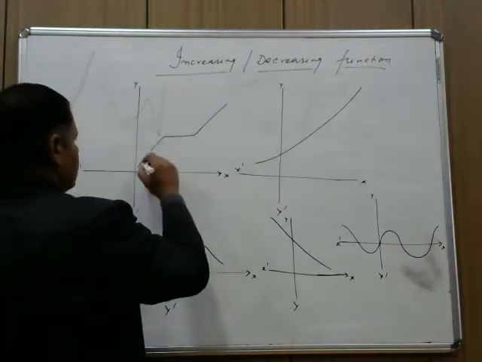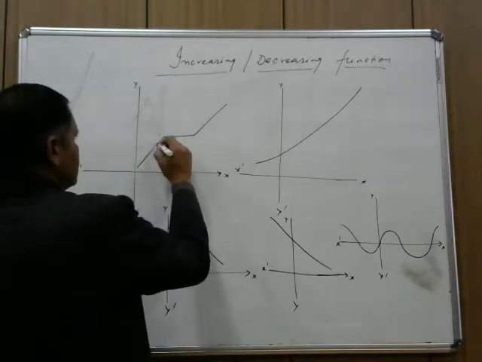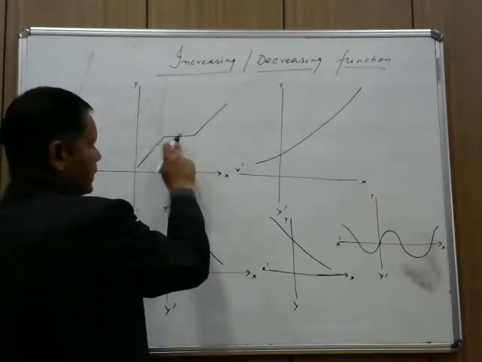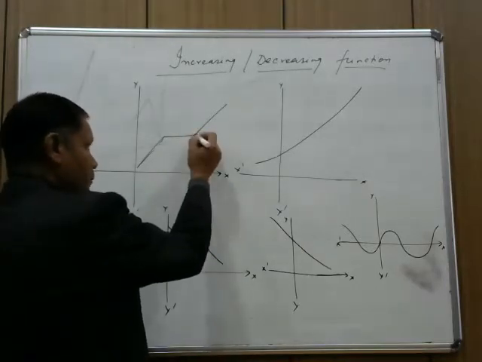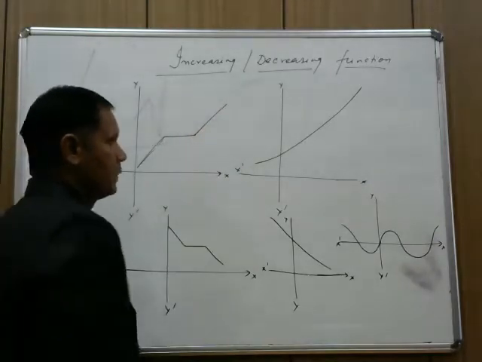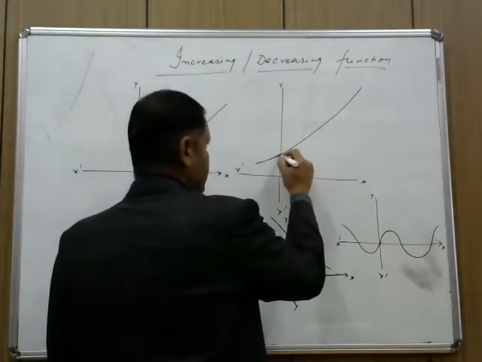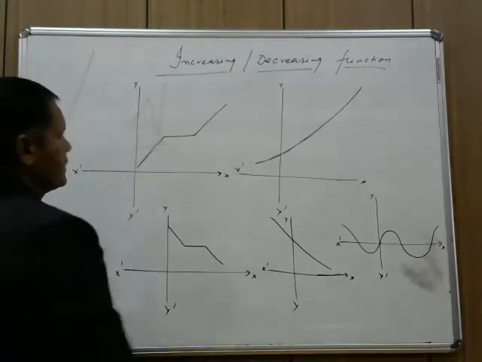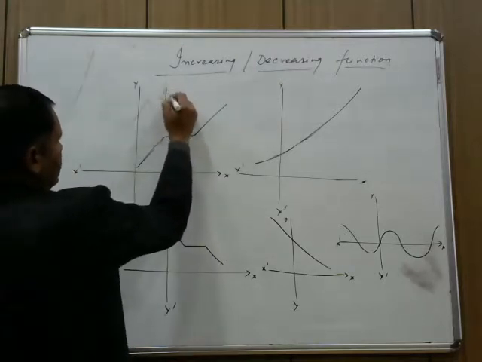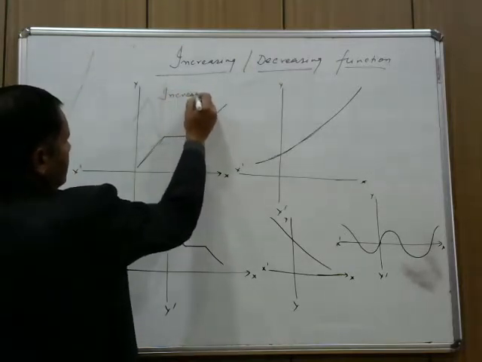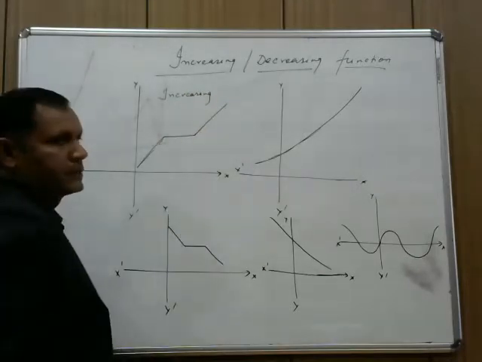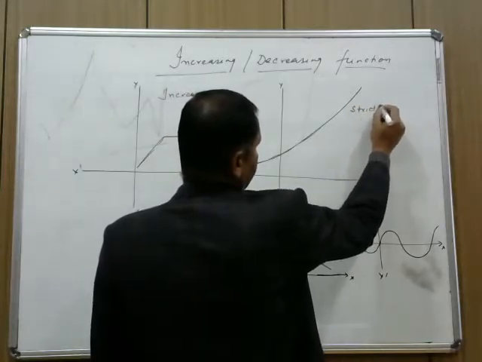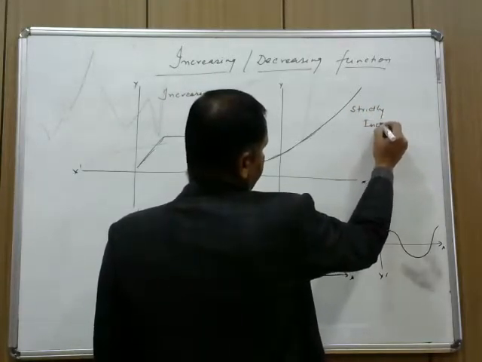Here you can see that the graph is increasing from this point to this point. Then the graph is neither increasing nor decreasing. From this point again it is increasing. This is increasing, absolutely increasing, right? That's why here we say increasing function. The graph is increasing, and this is called strictly increasing.